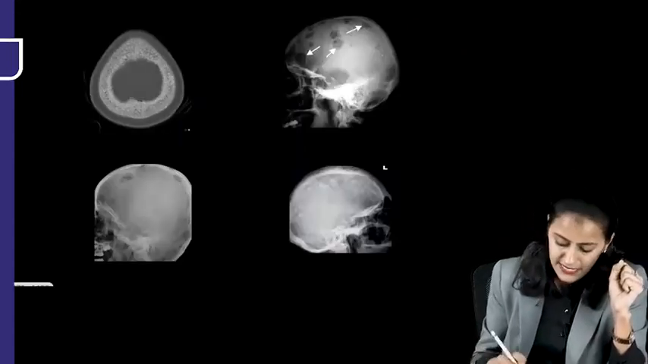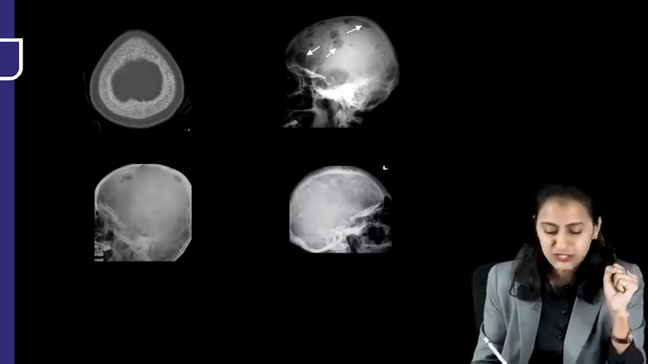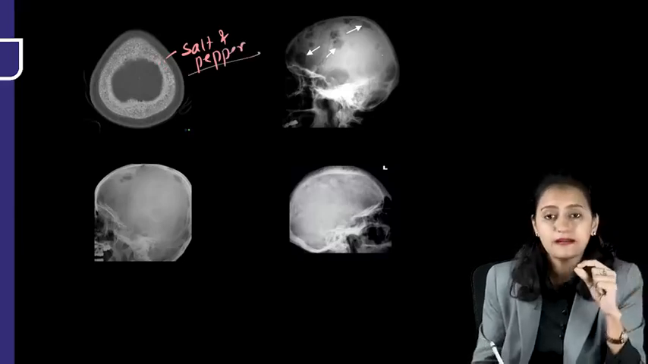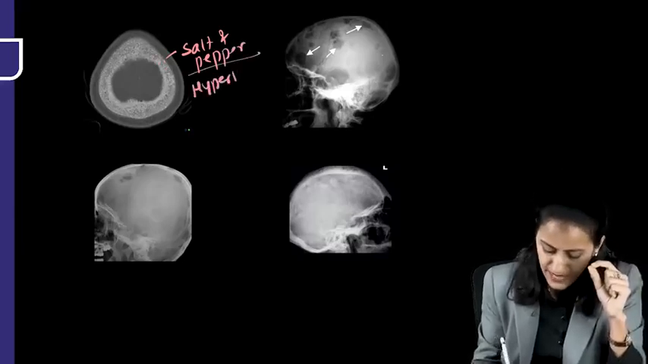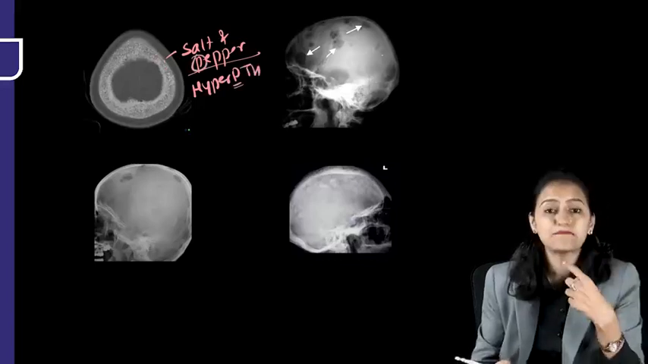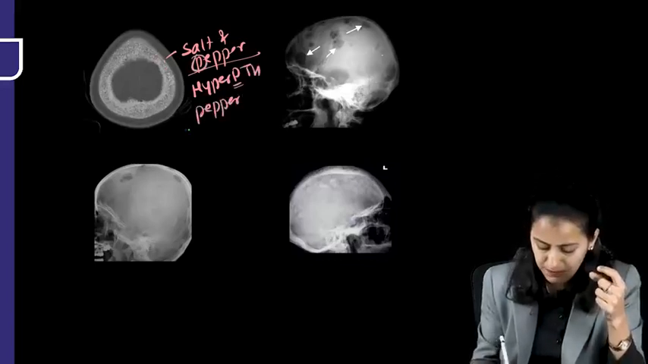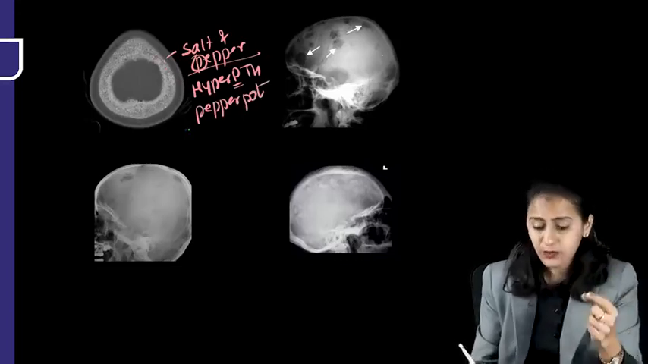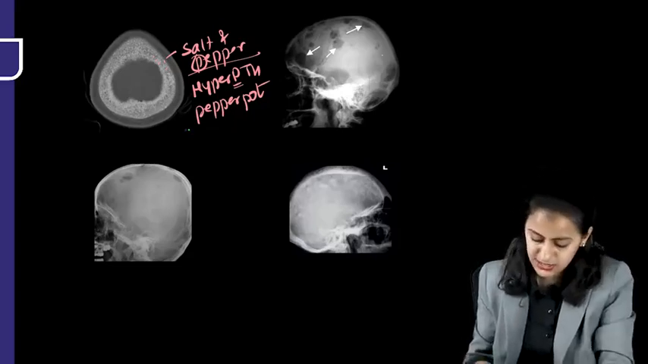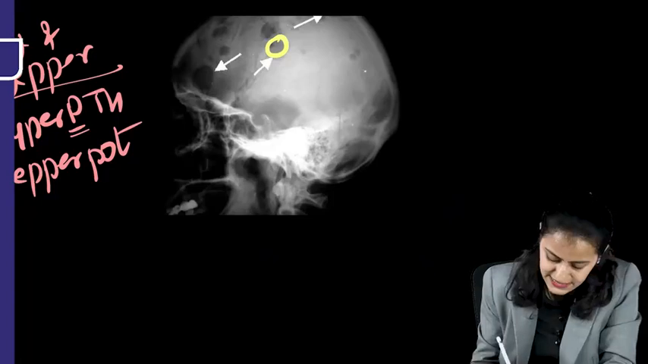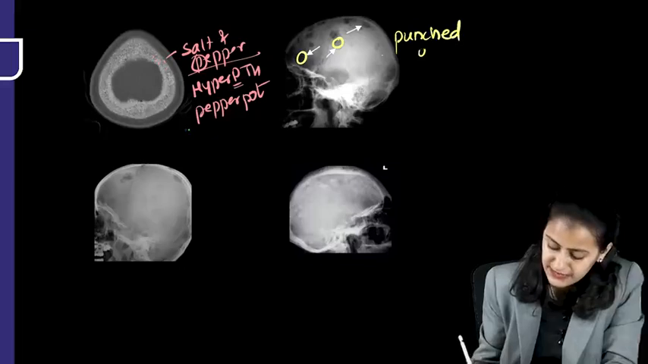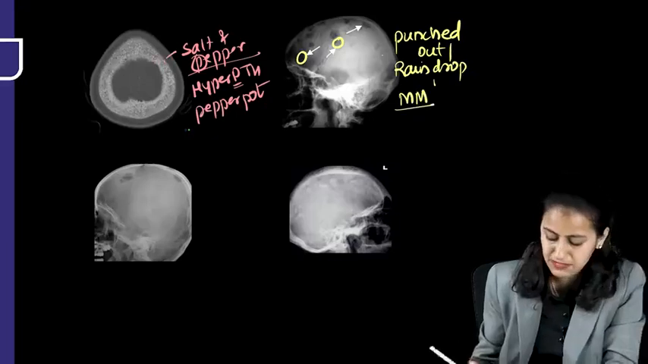Other skull appearances here, the small tiny lytic lesions there, that is the salt and pepper appearance of the skull. Remember, it is seen with hyperparathyroidism. P for P, the pepper, the salt and pepper or the pepper pot appearance of the skull is hyperparathyroidism. What else do we see in the next image? These are the well-defined lytic lesions in the skull. These are called as punched out lytic lesions or the raindrop lytic lesions, which are seen in multiple myeloma.